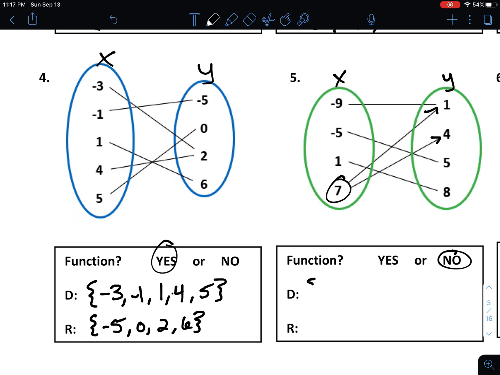Our domain, we can still list though. We would list off -9, -5, 1, and 7. And for range, 1, 4, 5, and 8.